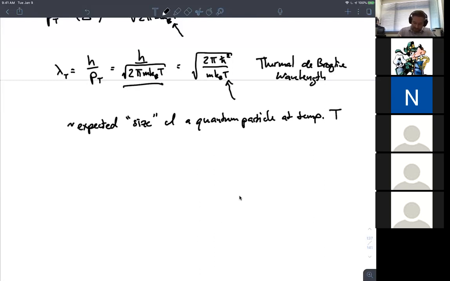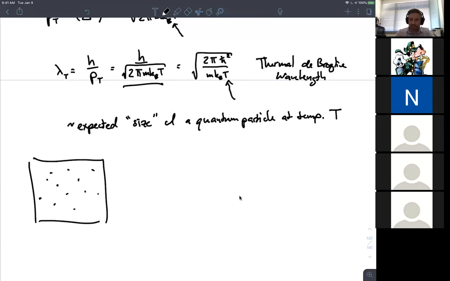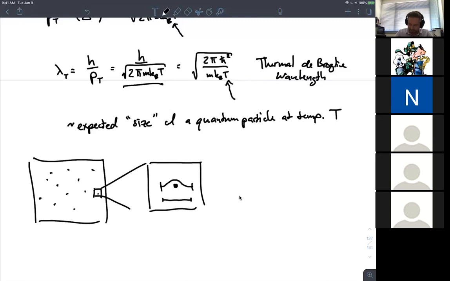So in other words, you've got a box full of particles. Here's my box, and I've got a bunch of particles in there. From a quantum viewpoint, these particles are not points. If you zoom in on this, that particle is not a point. It has some size, and quantum mechanically, you can think of the size as being on the order of that thermal de Broglie wavelength. So this distance here, the wavelength of that particle, is lambda T.